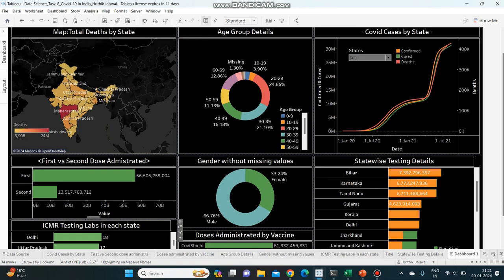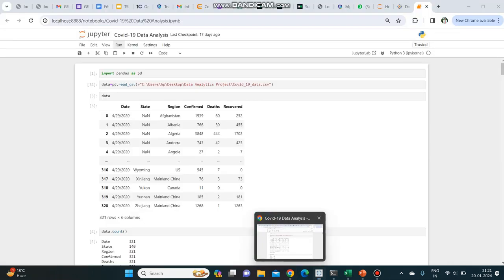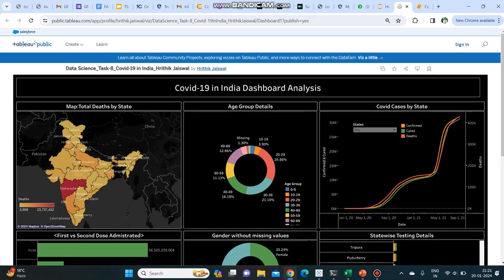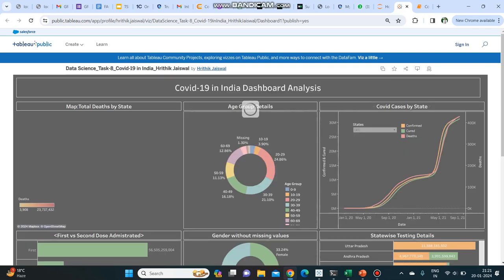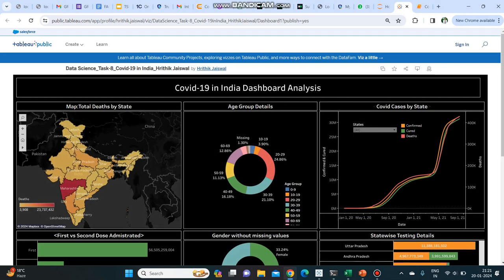And I was asked to upload or publish this dashboard over Tableau Public. So let's go there. This is the Tableau Public platform where I published my dashboard. It is being loaded now.